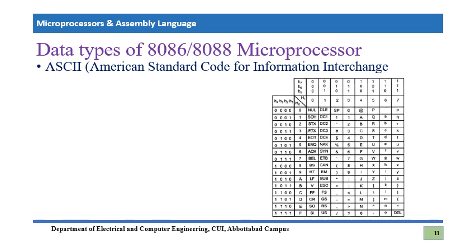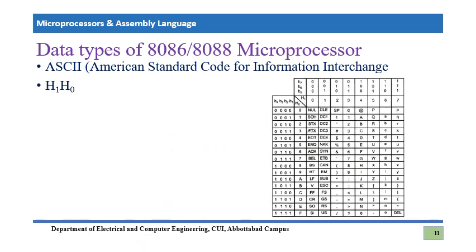Well, in this slide we are going to discuss the third data type of the 8086 and 8088 microprocessor, and that is ASCII, which stands for American Standard Code for Information Interchange. The table on the right side is going to be used as an encoding or decoding format. And how we are going to use it, let's discuss the pattern.